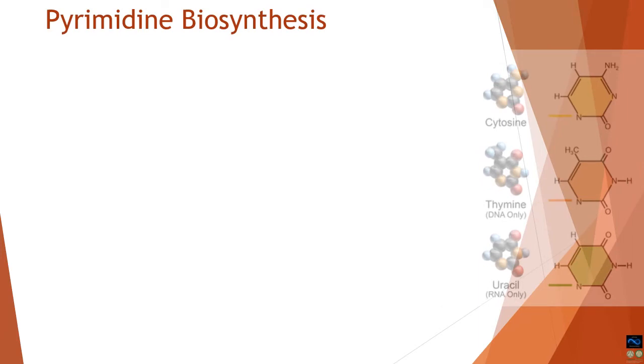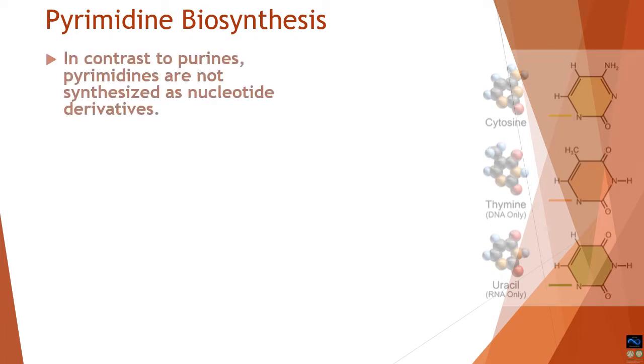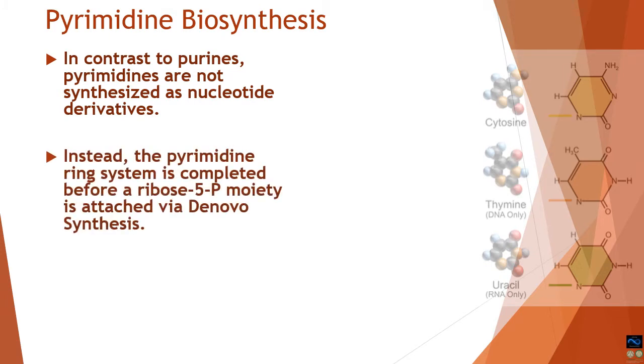Synthesis of pyrimidines is a simpler affair than that of purines. First and foremost, it is because there is only one ring structure in pyrimidine, while in the purine it was a double ring structure. In contrast to purines, pyrimidines are not synthesized as nucleotide derivatives. Instead, they are synthesized as a ring system first, which is completed, and then during the end stages of the de novo synthesis, ribose is attached to the already completed ring system.